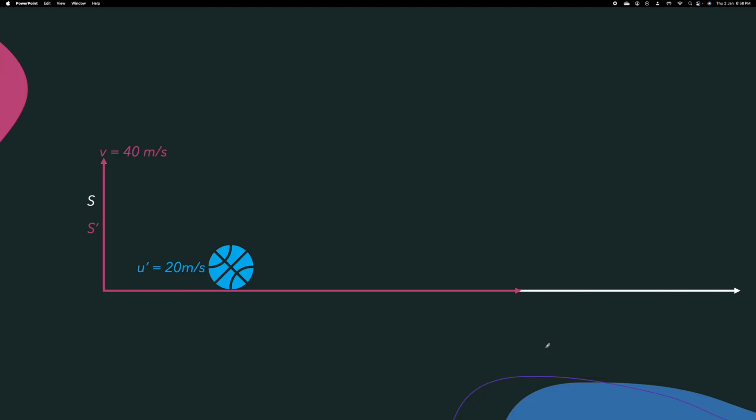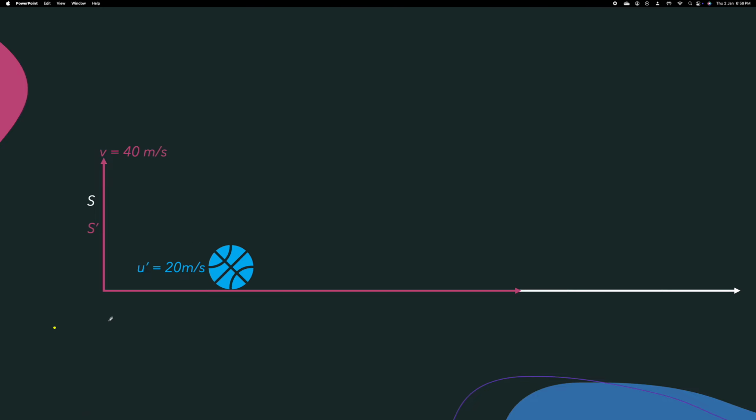Now moving forward, let's say there is a ball inside a train. I'm going to consider a moving frame as a train for easier understanding, and the stationary frame S as Earth, or the ground. So let's assume that the train is moving with a speed of 40 meters per second, and inside the train, the ball is moving with a speed of 20 meters per second with respect to the train. I repeat, the speed of the ball, which is 20 meters per second, is with respect to the train. That's why I wrote it as u prime. If I had written the speed of the ball with respect to the ground, then I should have written it with the letter u. If that notation is clear, let's move on.